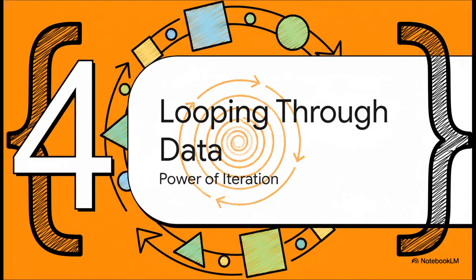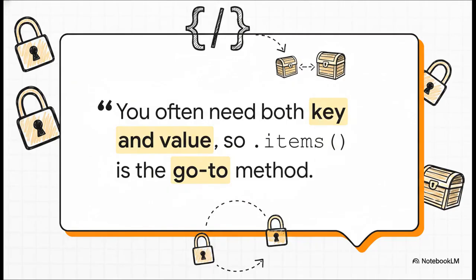Okay. So we can handle individual pieces of data. But the real game changer, the thing that makes dictionaries so powerful, is when you can process every single item inside one automatically. This is called looping, or iteration. And that right there is the big secret to working with them effectively.